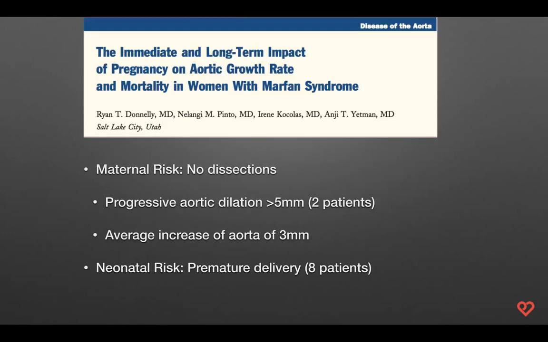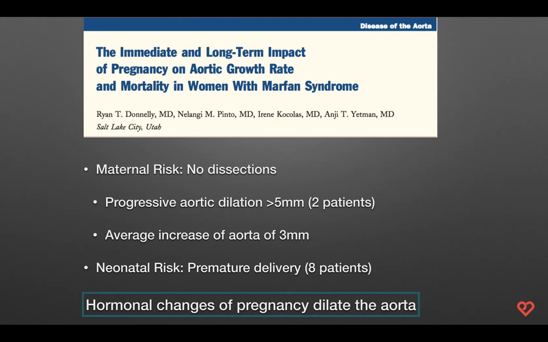This was looked at a few years ago in a wonderful study where they looked at the immediate and long-term impact of pregnancy on aortic growth rate and mortality in women with Marfan's. The great news is that there were no maternal dissections. There was, however, progressive aortic dilatation, a maximum of 5 millimeters during pregnancy, the average about 3 millimeters. So I do tell my pregnant patients that the average growth rate is about 3 millimeters. The neonate risk is premature delivery, and that's important to recognize as we noted before.